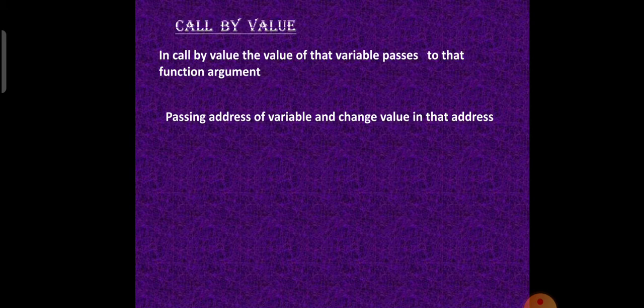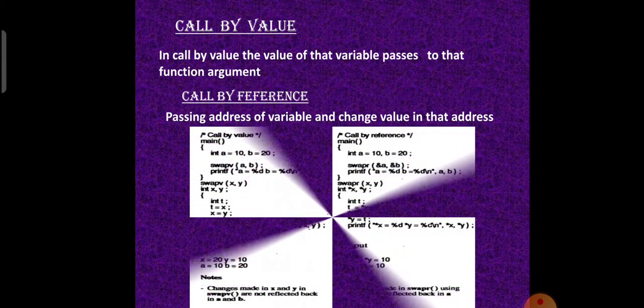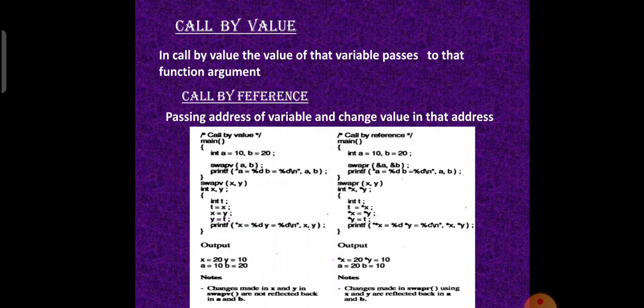Now we see about call by value and call by reference. In call by value, the value of that variable passes to the function argument, whereas in call by reference, we can pass the address of the variable to the function argument and change the value in that address. This is the example of call by value and call by reference.